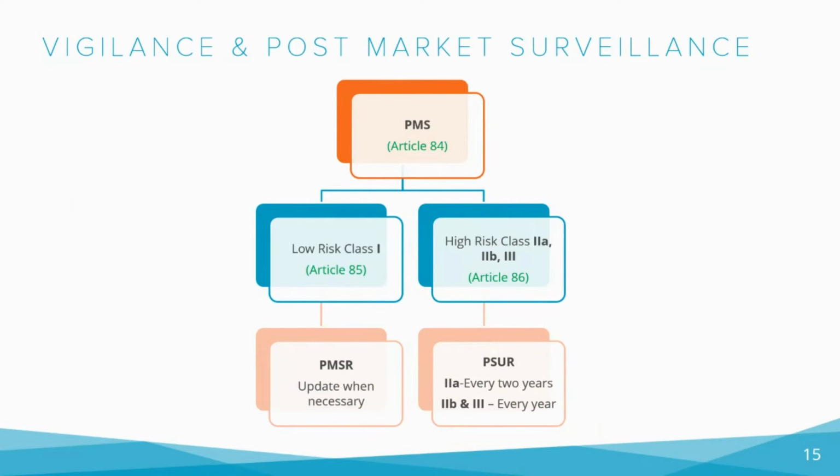This system must also include a vigilance reporting system, which allows the manufacturers to report any adverse events or problems related to their devices to the appropriate regulatory authorities. The plan must also include a risk management system that allows manufacturers to identify and mitigate any risks related to their devices. Also, the manufacturer needs to produce a PSUR, known as Periodic Safety Update Report. They must submit this report to the notified body. For Class 2A devices, they must submit it every 2 years. For Class 2B and Class 3 devices, they need to produce it every year.